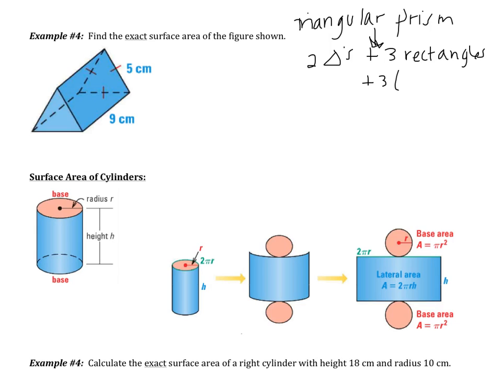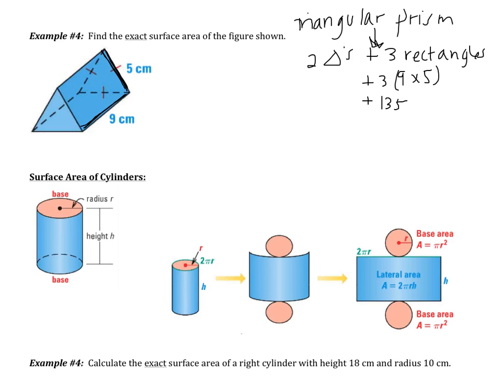My rectangles are going to be base times height. The base of the rectangle is 9. The height of the rectangle is 5. So I'm going to do 9 times 5, and then multiply by 3 because there's 3 of those rectangles. This ends up being 135. So those rectangles are 135.